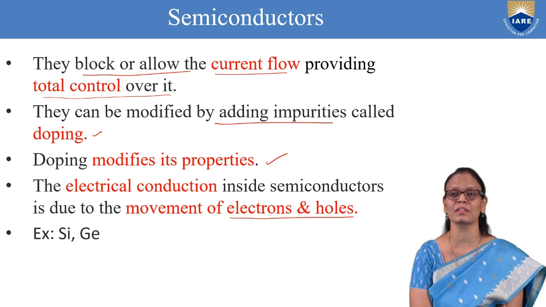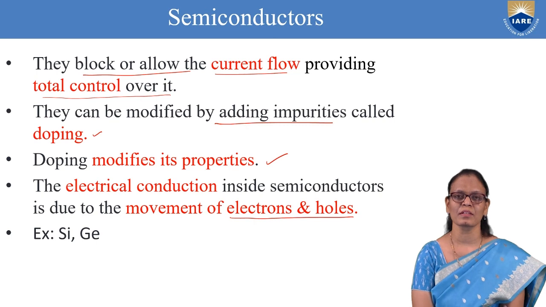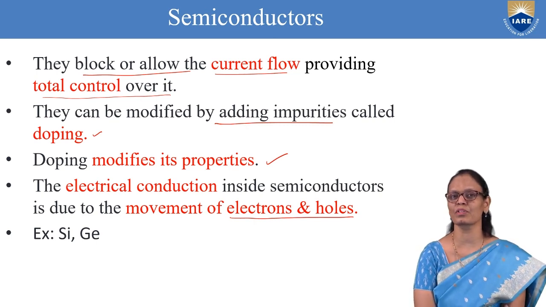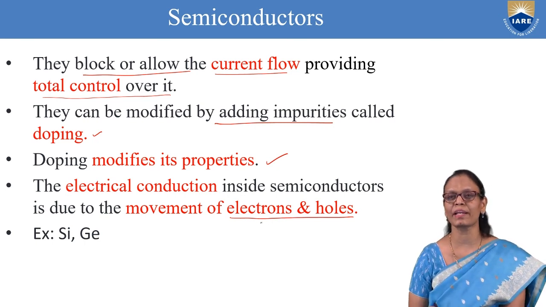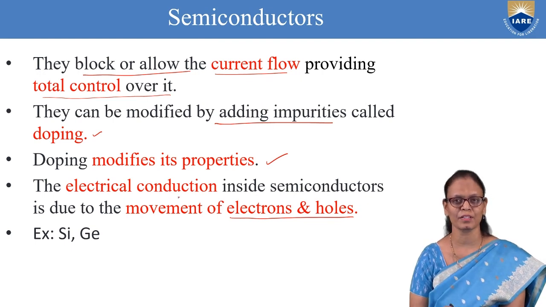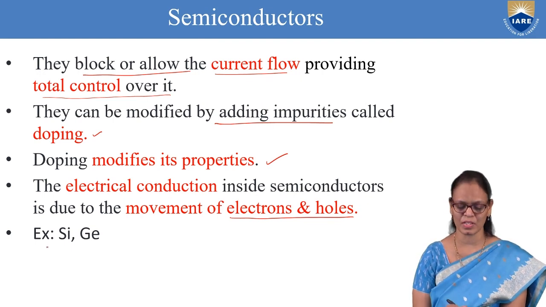In case of conductors or in free electron theory, what we have considered is that the current is due to the flow of electrons. But here, the movement of electrons and holes contribute to electric conduction. And the examples for semiconductors are silicon and germanium, as we have seen.